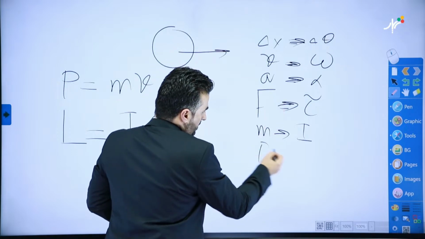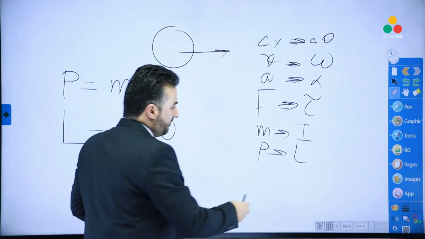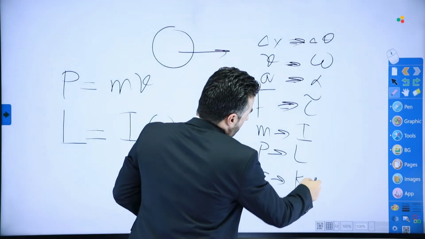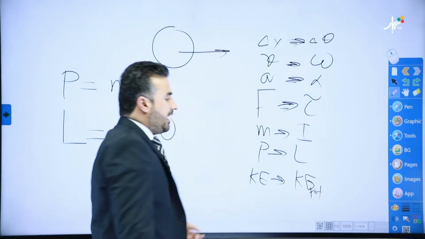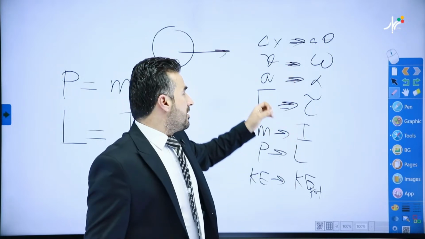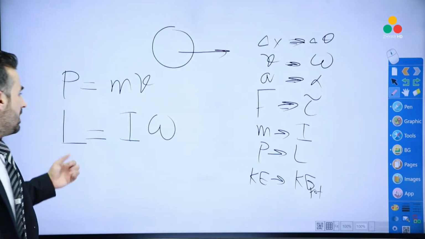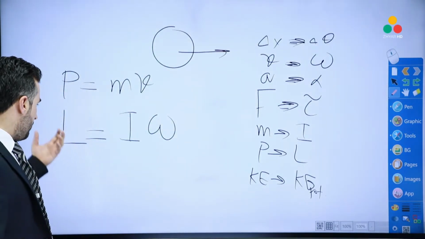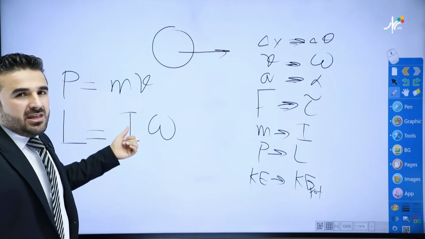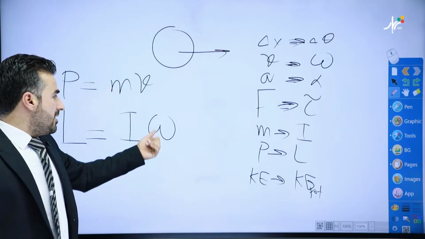So let's talk about momentum as well. Now we have angular momentum, and later on you will see that we have kinetic energy in translational motion, and we will also have rotational kinetic energy in rotational motion. There is more, but these are the quantities in linear and rotational motion that I want you to remember for now. So let's talk about angular momentum one more time. Angular momentum is the product of the moment of inertia, the analogue of mass, multiplied by the angular speed.